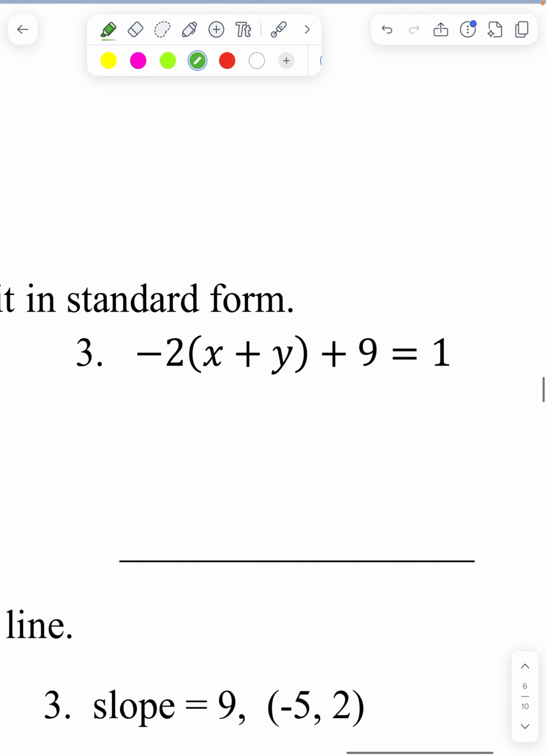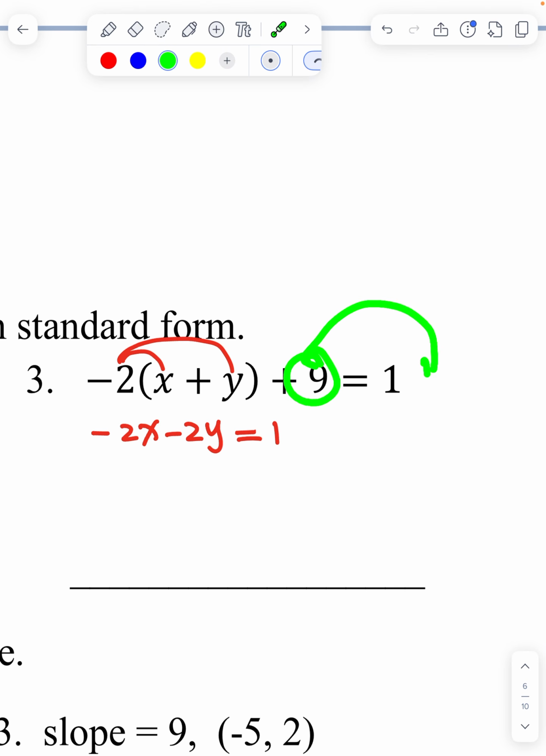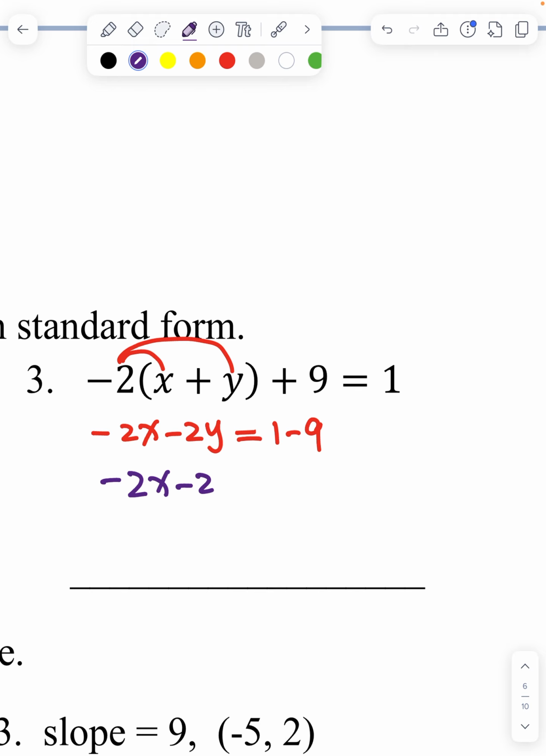Number C, number 3, distributive property. So negative 2x, negative 2y. I'm going to move x to the other side. Positive 9 becomes negative 9. Or you just subtract 9 on both sides. You get the same thing. The method is the same, in fact. So negative 2x minus 2y equal to 1 minus 9, negative 8. Done.